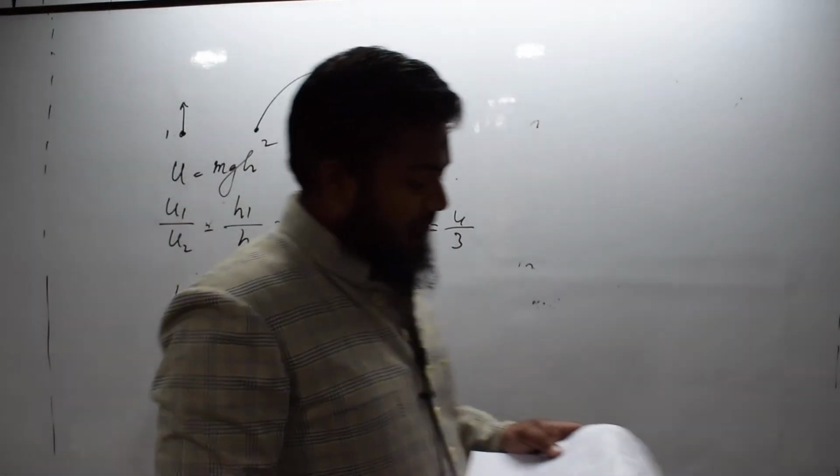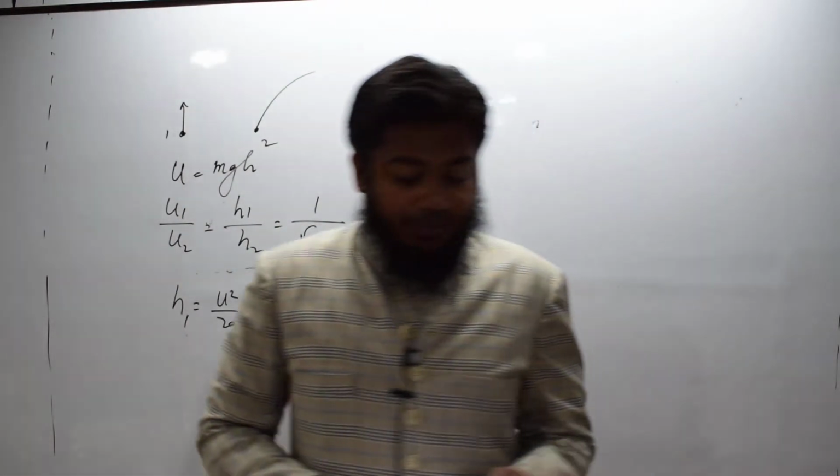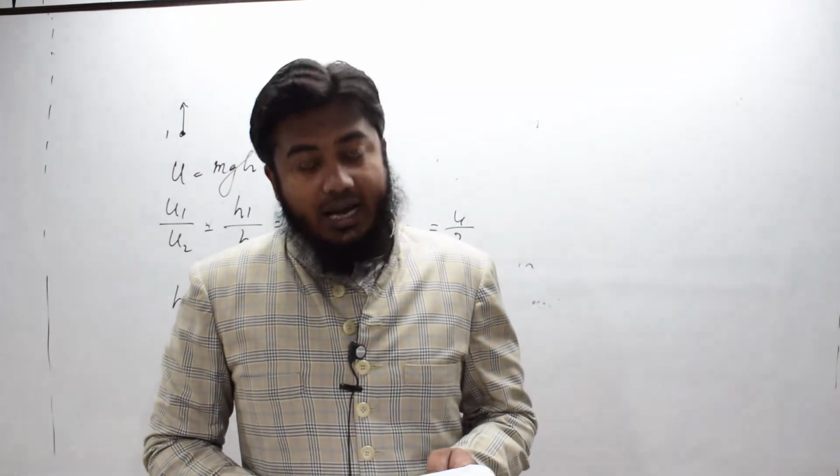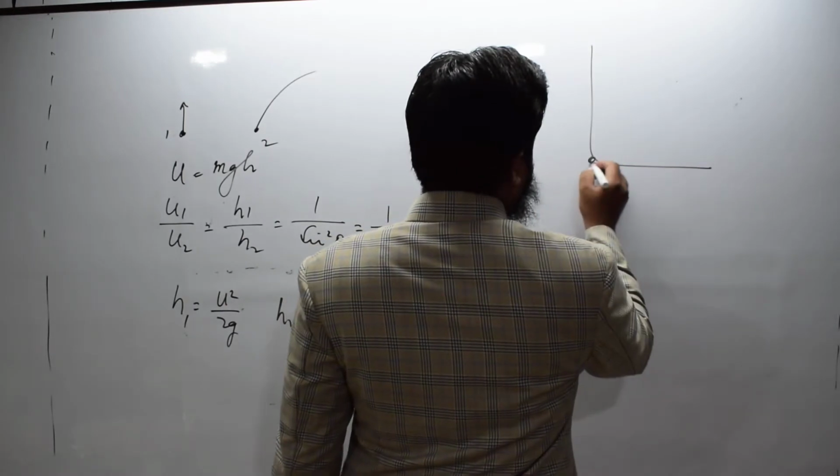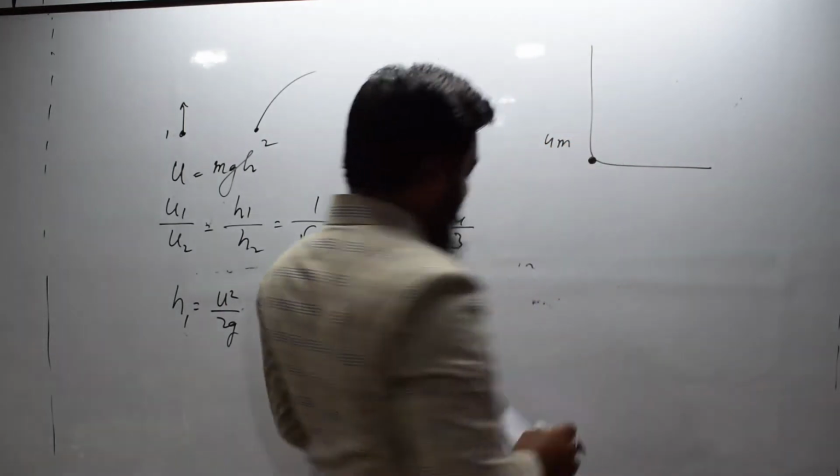Next question. A body of mass 4m is lying in xy plane at rest. So, in xy plane at origin, there is a body of mass 4m.